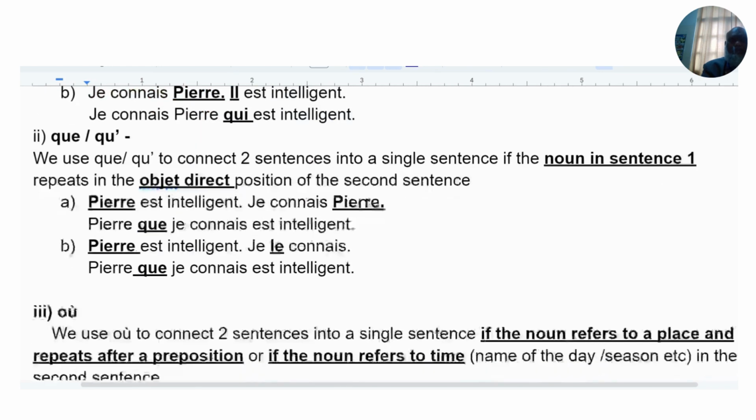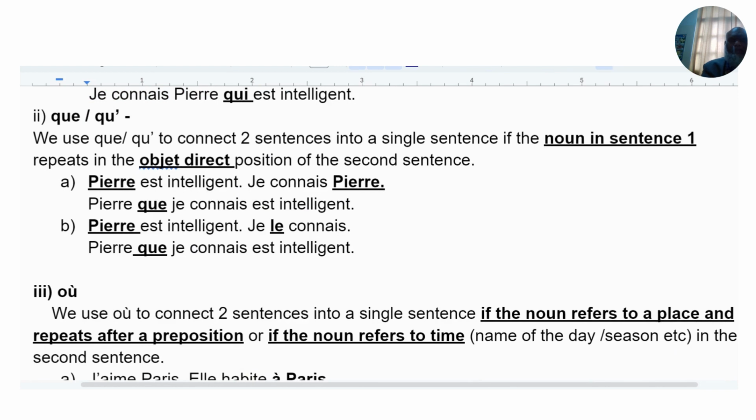Now, let's move to the second relative pronoun, which is called que. We can connect two sentences into one if a noun from sentence 1 repeats in the direct object position of sentence 2. So, Pierre est intelligent, je connais Pierre. Now see, the noun Pierre from sentence 1 is repeated as a direct object in sentence number 2. Since Pierre is the repeated noun, first we write the noun Pierre, then the relative pronoun, then the remaining part of the second sentence and the remaining part of the first sentence.